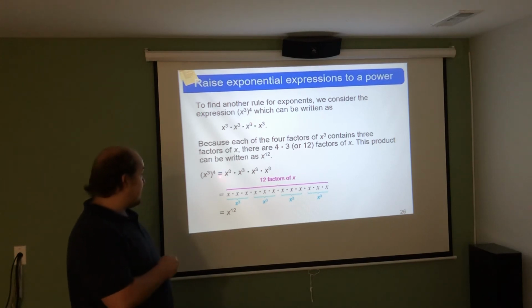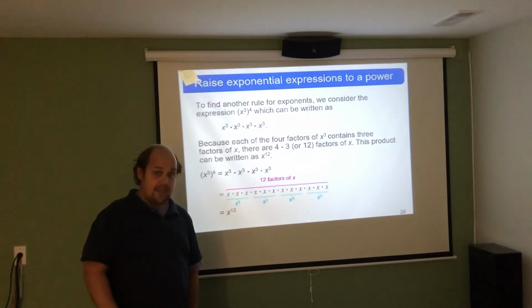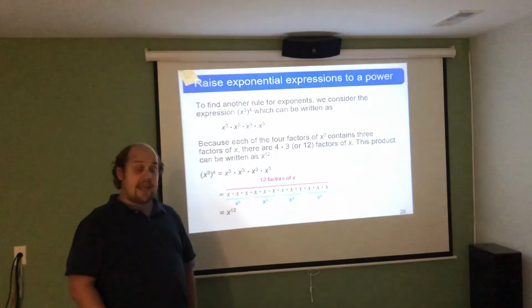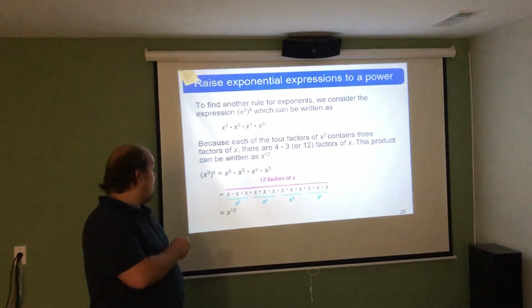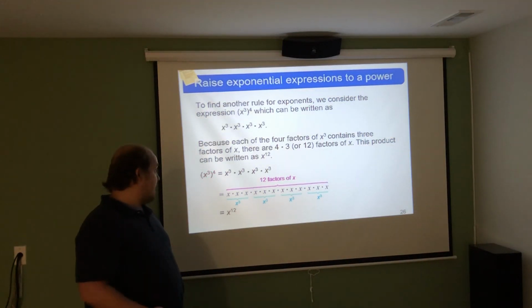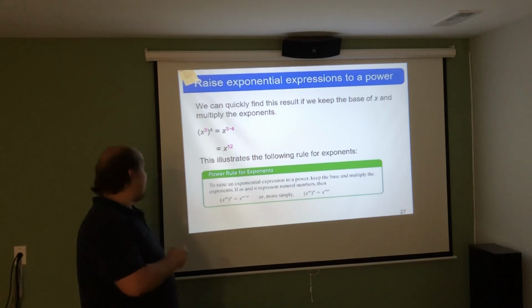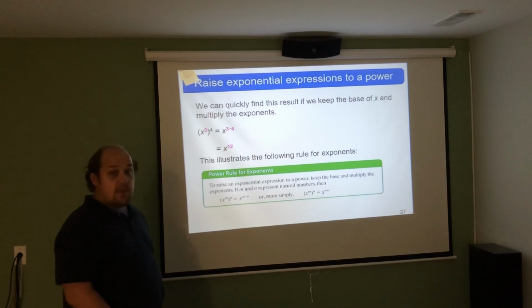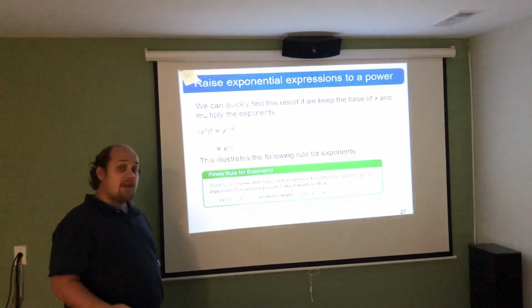You could also see it this way, where after writing it out, I can see I have 12 total x's. If I write out 4 different times x to the third, x to the third is really 3 x's, 3 x's, 3 x's, 3 x's, so I get a total of 12 x's. But the easier way to get there is to learn the rule. When you take a power to a power, the powers multiply.